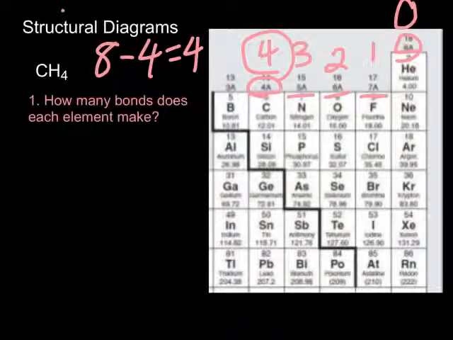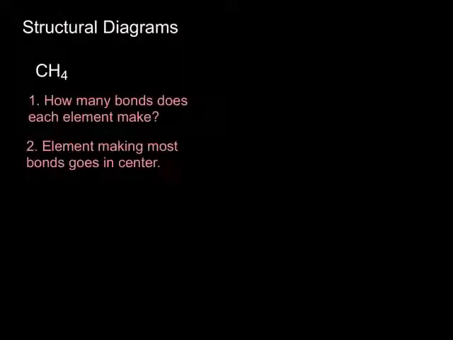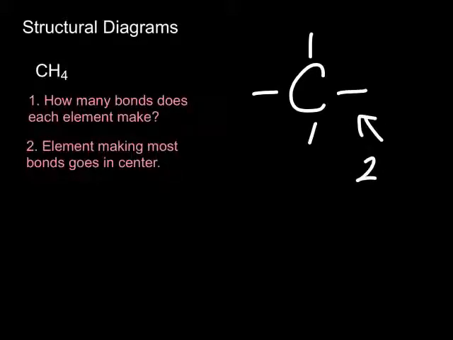So the next thing I ask myself is, which element should go in the center? The answer to that question is the element making the most bonds goes in the center. Since that element's carbon, it'll go in the center in this case. So I go to draw it, and I write in carbon. Carbon makes 4 bonds. And so I draw the bonds as lines. And remember, each of those lines equals 2 valence electrons. Each line equals 2 electrons. So I've got my 4 bonds for carbon put in there now.